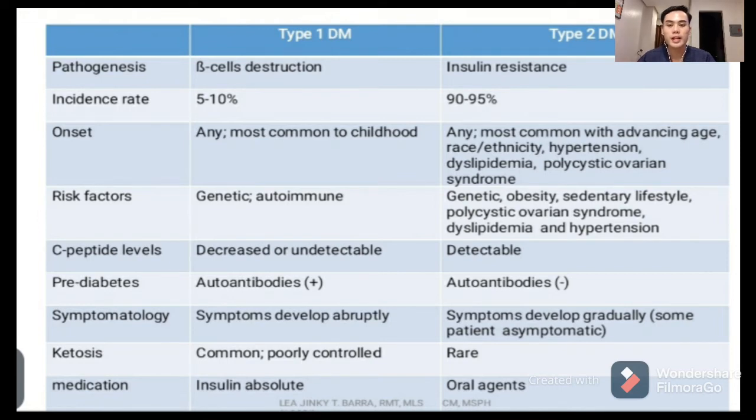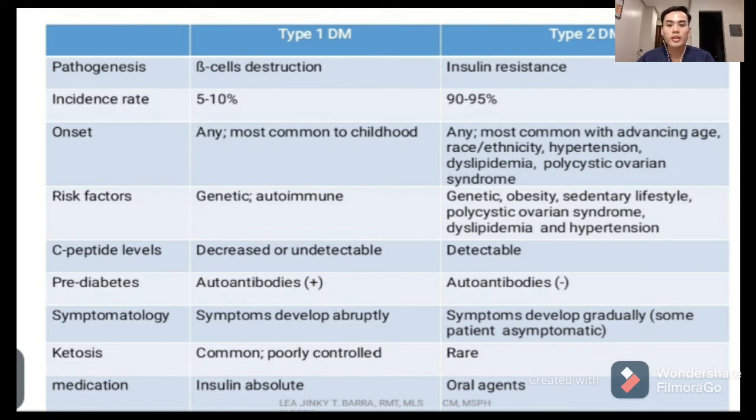So on incidence rate, type 2 is more common, almost 90 to 95%. On onset, though it can occur at any age, type 1 is more common in children or in younger years. While type 2 is more common in adults. For risk factors, type 1 is genetic or autoimmune. Type 2 is affected by lifestyle like obesity, sedentary lifestyle, and the like.